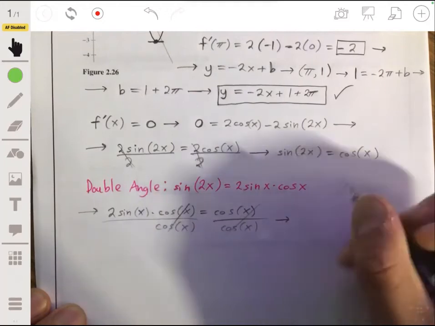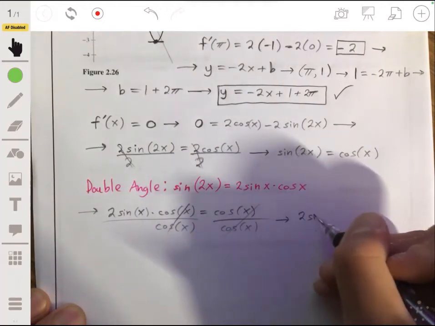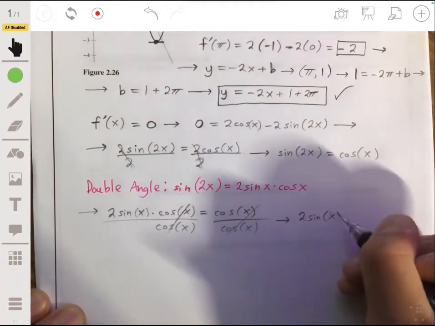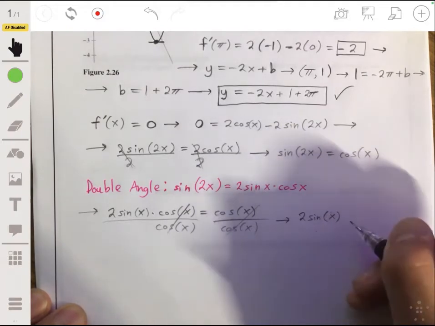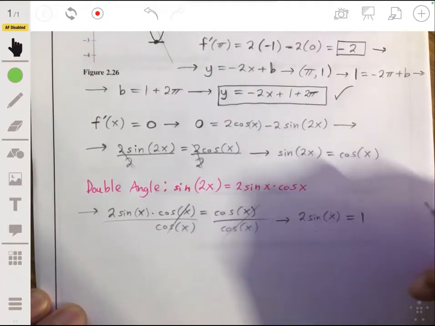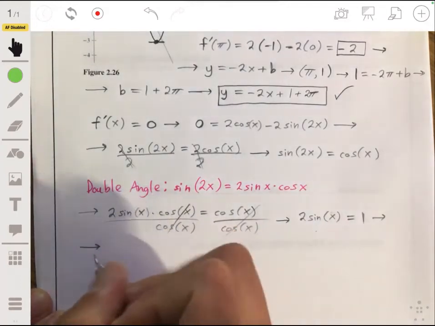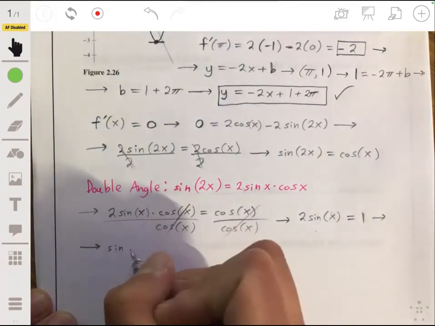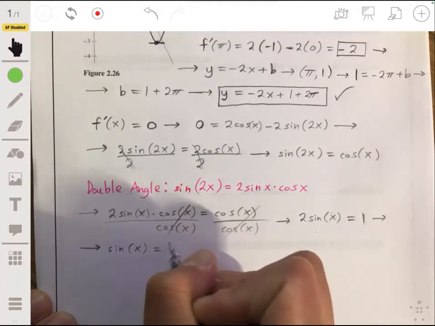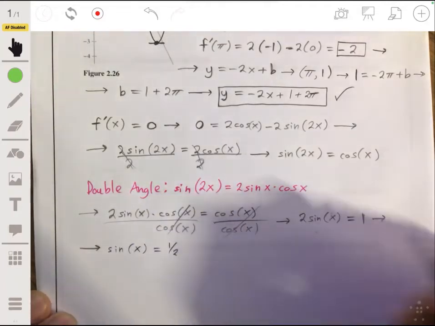And what we'll have left as our equation is 2 times the sine of x being equal to just 1. And reducing this, we're just left with solving the sine of x being equal to 1/2, because you just divide both sides by 2.